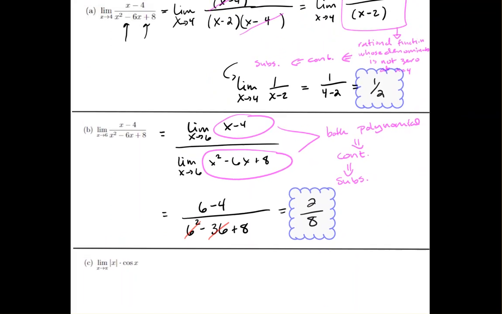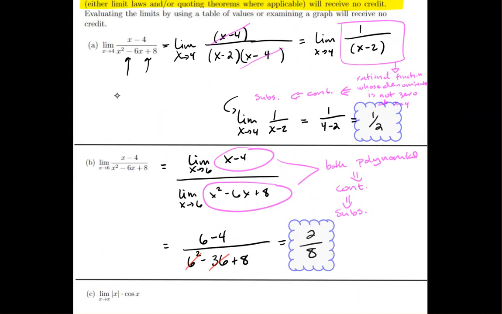Now let's just take a brief look here. The difference between this and this, even though it's the same function, was the point that we're at. In our first example, the point we were approaching was making the denominator 0, so we had to do more algebra before we could evaluate it. However, at the point 6, the point we were approaching did not make the denominator 0, so we could immediately evaluate it with our substitution theorem.